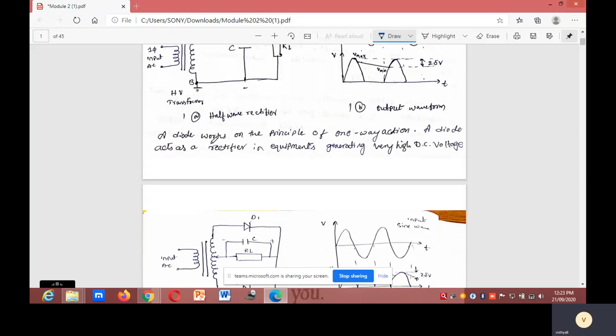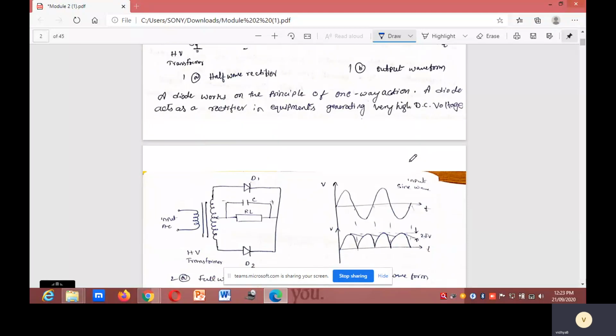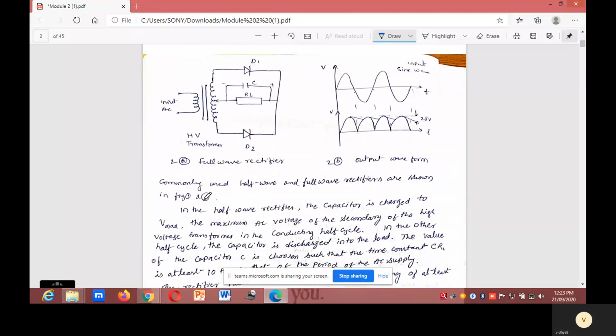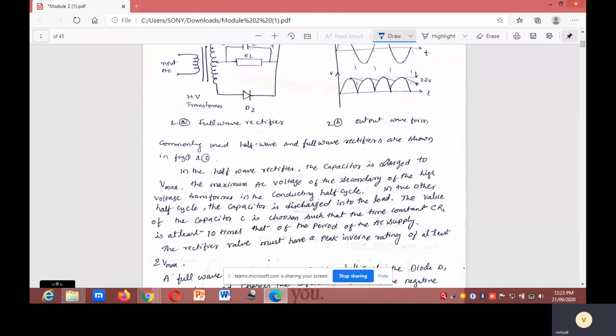Half wave rectifier. A diode works on the principle of one-way action. A diode acts as a rectifier in equipment generating very high DC voltage. In the half wave rectifier, the capacitor is charged to Vmax, the maximum AC voltage of the secondary of the high voltage transformer, in the conducting half cycle. In the other half cycle, the capacitor is discharged into the load. In the first cycle, it will charge. In the second cycle, it will discharge to the load.